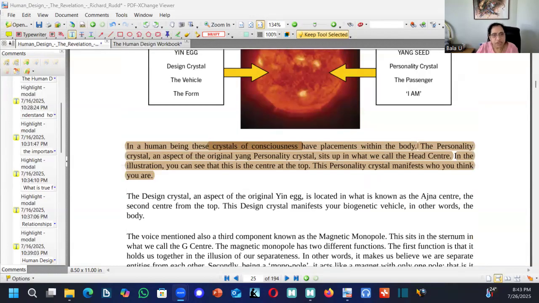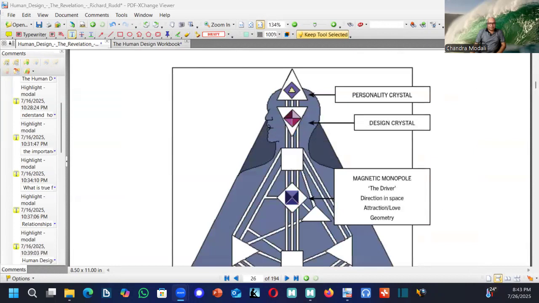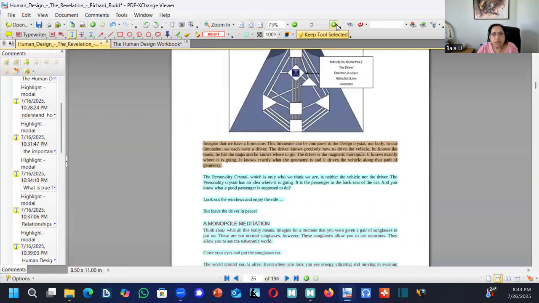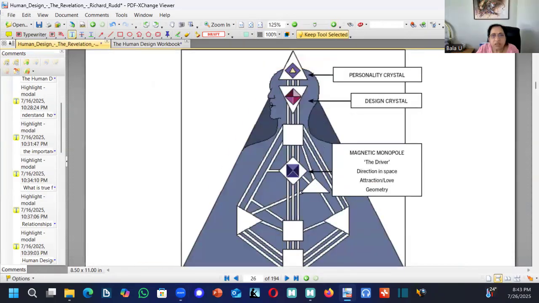Let us read. In a human being, these crystals of consciousness have placements within the body. The personality crystal, an aspect of the original yang seed, sits up in what we call the head center. In the illustration, you can see that this is the center at the top. See how the human being is getting mapped. Sahasrara. The design crystal is like a kind of Agnya Chakra. Then this is the magnetic monopole.